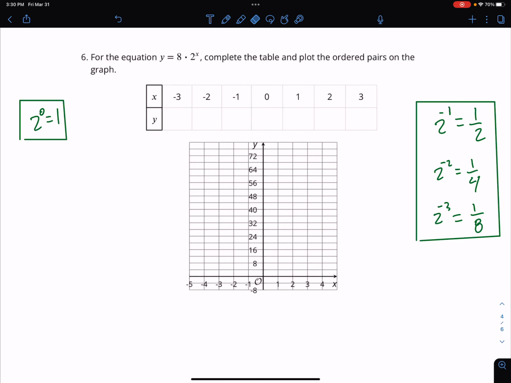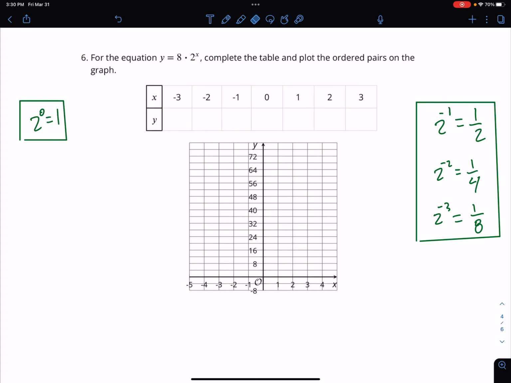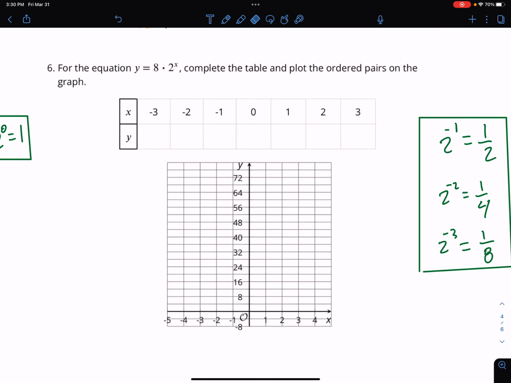Question 6. For the equation y equals 8 times 2 to the power of x, complete the table and plot the ordered pairs on the graph. All right, so let's think what's going on here. What is happening here with this exponential equation?